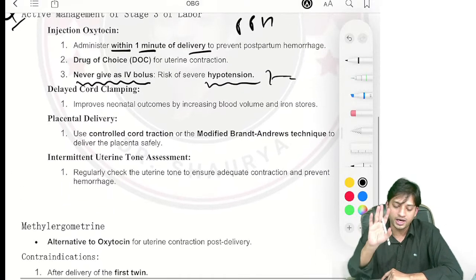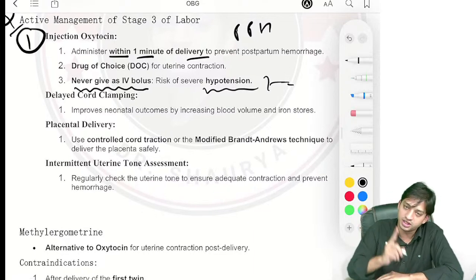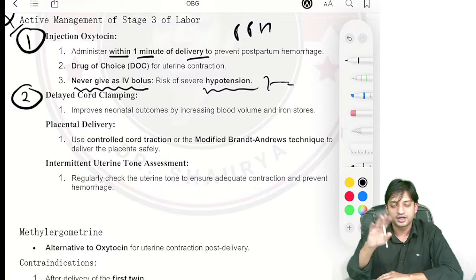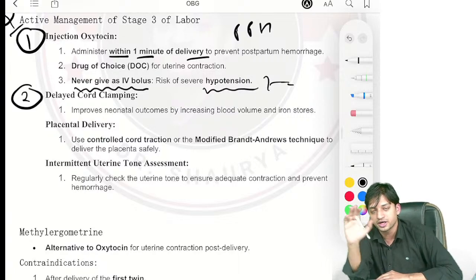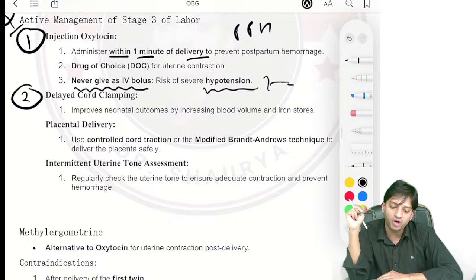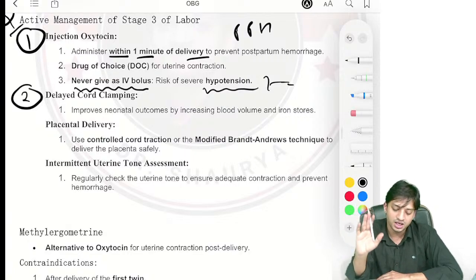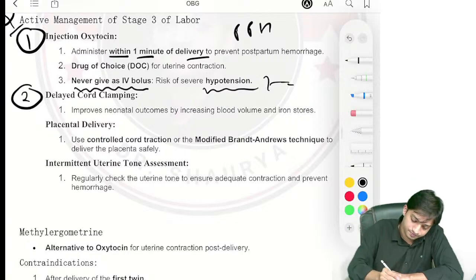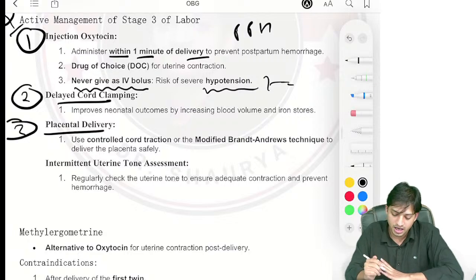So important point, first, active management of third stage of labor. First point, oxytocin injection. Characteristics of oxytocin we have discussed. Some other points that they ask you: drug of choice, uterine contraction, others. Now, the second step in active management of third stage of labor is delayed cord clamping, right? Third is placental delivery. And how? Using controlled cord traction.